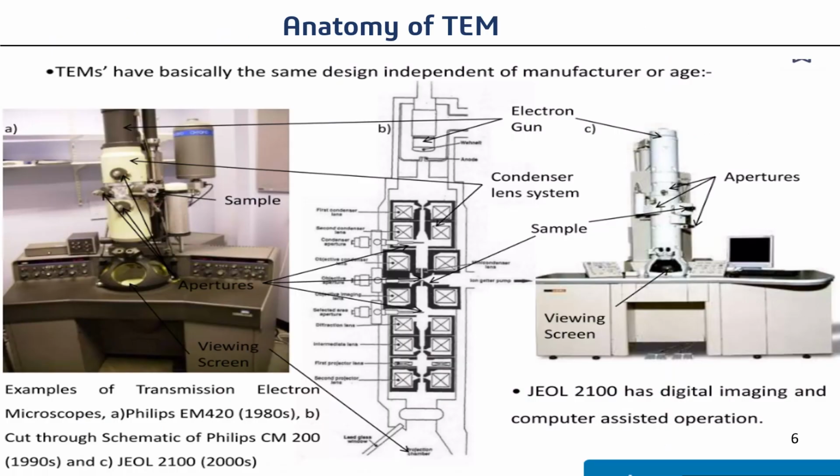In this picture, we see the anatomy of TEM throughout the years: in the 1980s, 1990s, and the 21st century. The TEM has basically the same design independent of manufacture age: the electron gun, the apertures, the condenser lens, the sample, and the viewing screen. This is the basic idea of the vintage TEM and the modern TEM here.